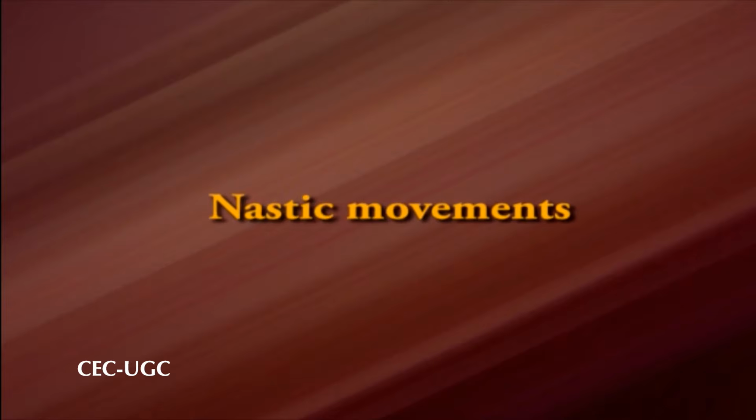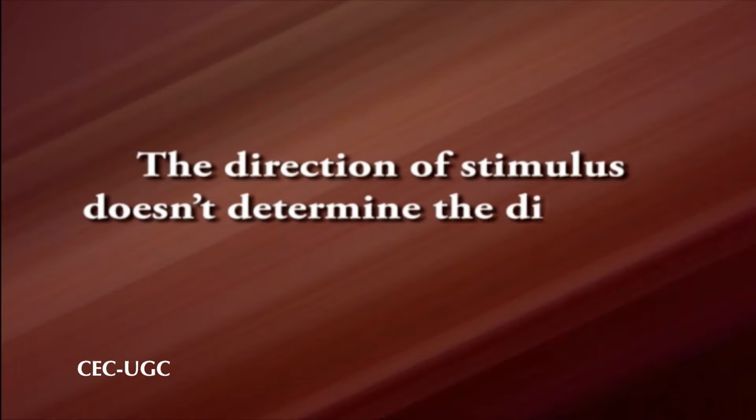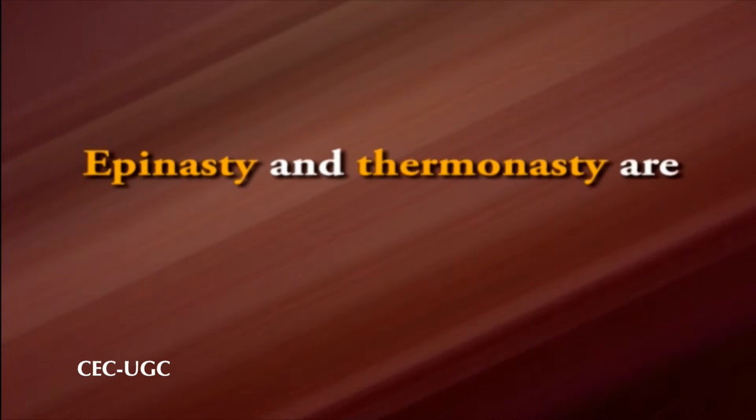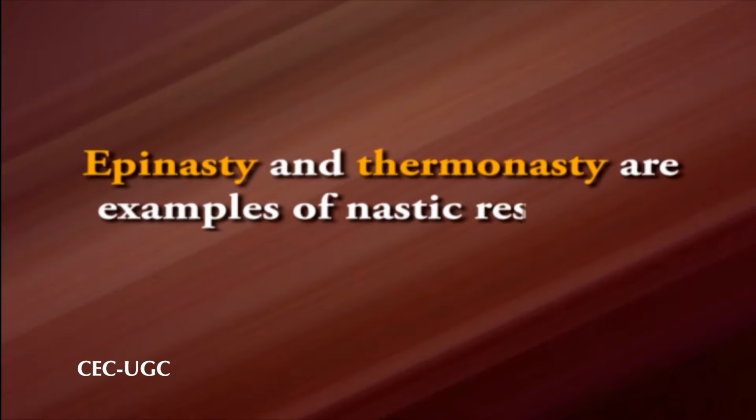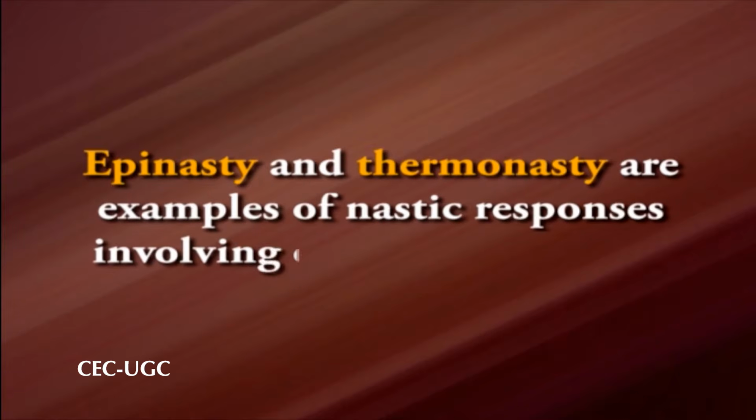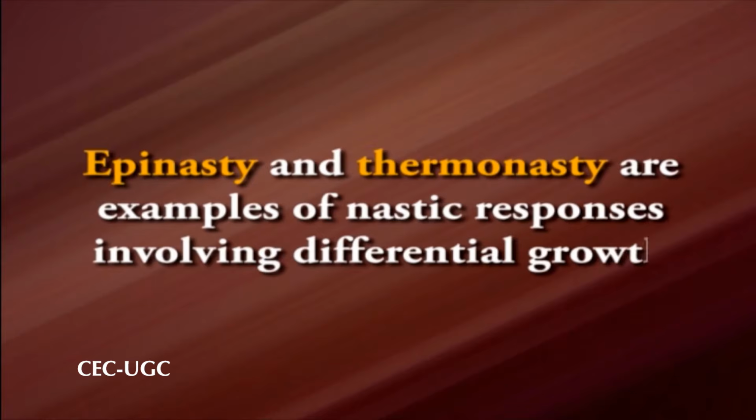Nastic movements. In this case, the direction of the stimulus does not determine the direction of the movement. In other words, directionality of nastic movements is inherent in the tissues and is unrelated to any vector in the stimulus. Nastic responses may involve differential growth, in which case the movement is always permanent. Epinasty and thermonasty are the two common examples of nastic responses which are permanent, and they involve differential growth.